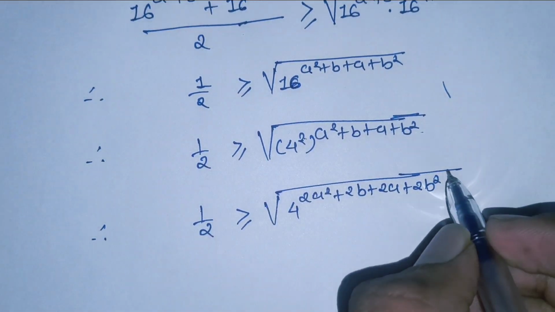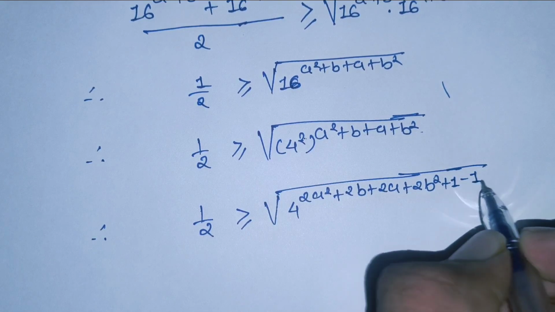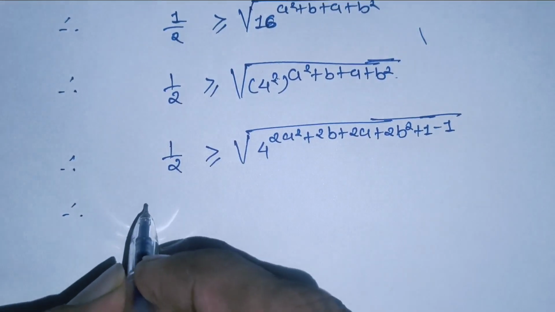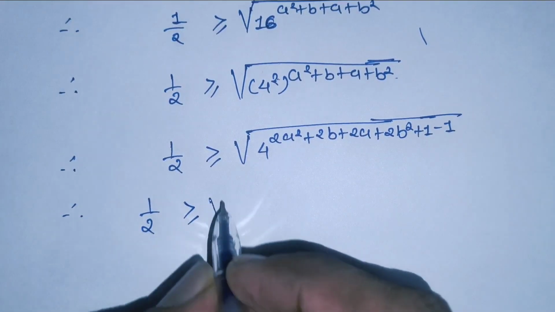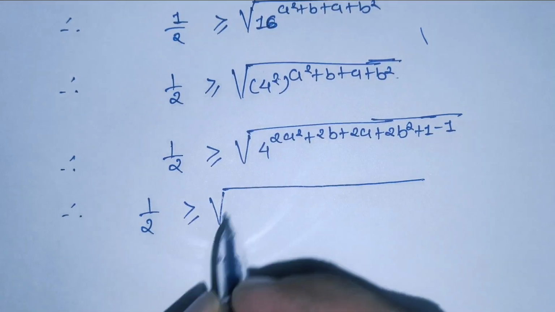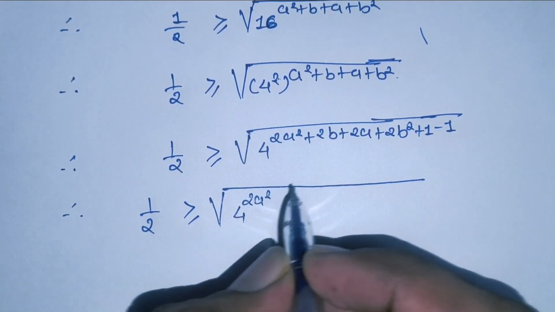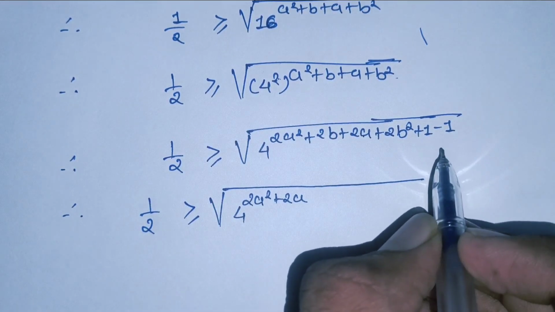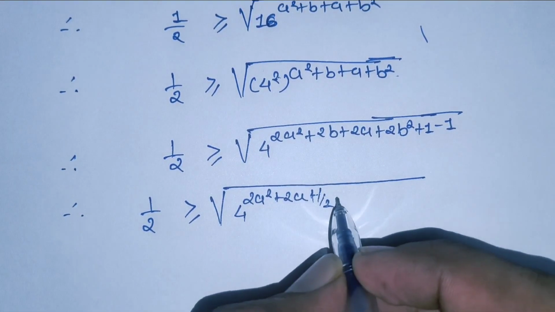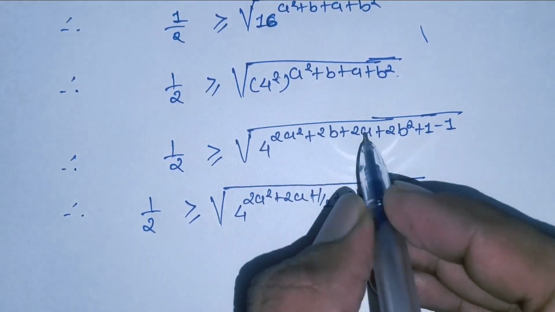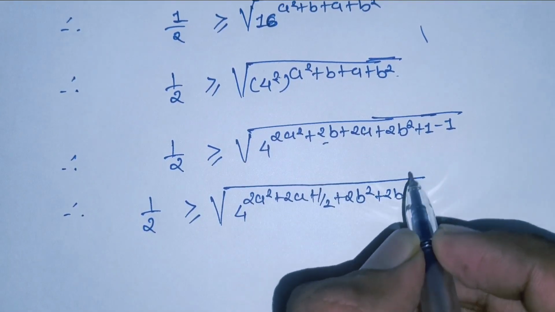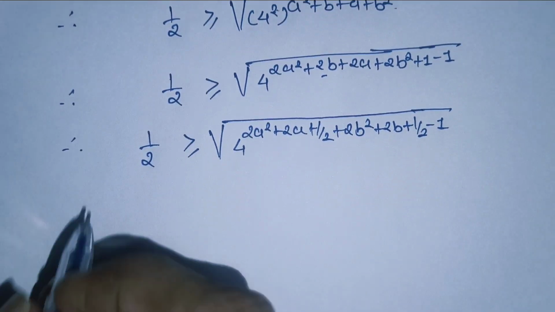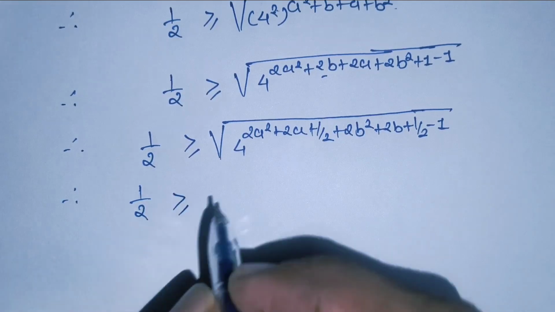And now here add and subtract one value, one add and subtract. This is the important part here. This I think is clear. Now therefore 1 by 2 is greater than or equal to square root of 4 raised to 2a square, then write this 2a as 2a times 1 by 2, plus 2b square, then write this 2b as 2b times 1 by 2, and then minus 1. This I think is clear.